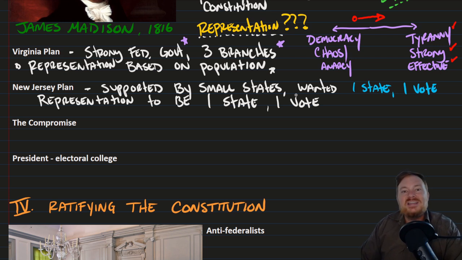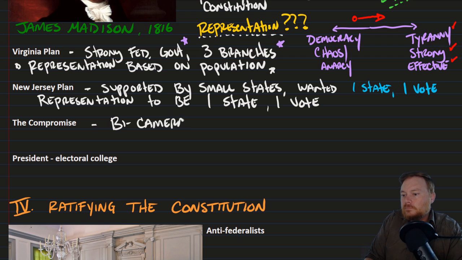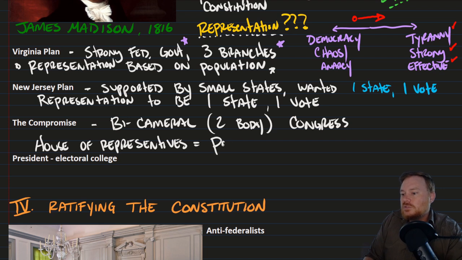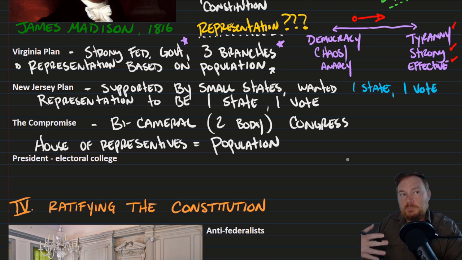That's to say that neither side got exactly what they wanted, and the compromise was to create a bicameral, which just means two-body, Congress, right, or legislative branch. And in Congress, the House of Representatives would be based off population. So in the House, we call it the House for short, the more people a state has, the more votes that they get.